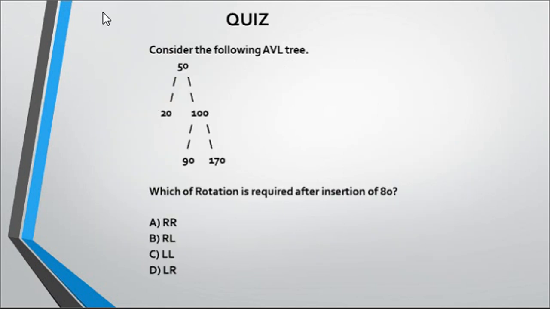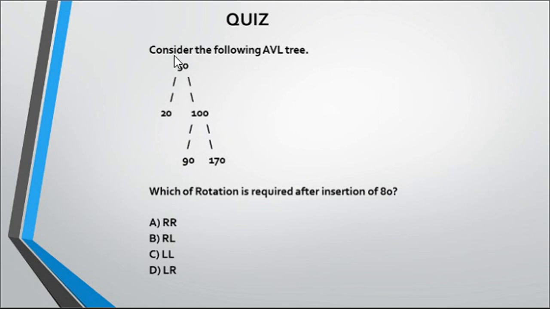Now this is quiz time for this. The first, this is a tree available, consider this tree. Now suppose I insert 80 over here. Now which type of rotation is required? Over here we can say 80 is greater than 50, less than 100, less than 90, so I should add it over here. After adding this, the balance factor of 80 will be 0, 90 will be 1, 100 will be 1, but 50 will be minus 2.